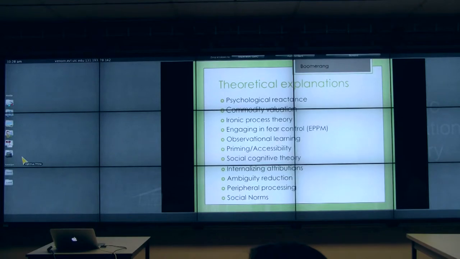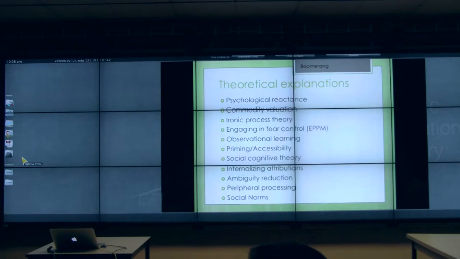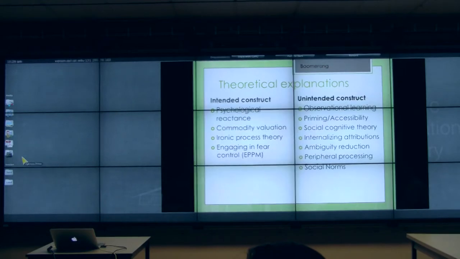So some of the theoretical explanations that have been collected in the literature are psychological reactance, commodity evaluation, ironic process theory, engaging in fear control, which we have seen, observational learning, priming and accessibility, social cognitive theory, internalizing attributions, ambiguity reduction, peripheral processing, and social norms. A long list of theories that explain why there is a boomerang.